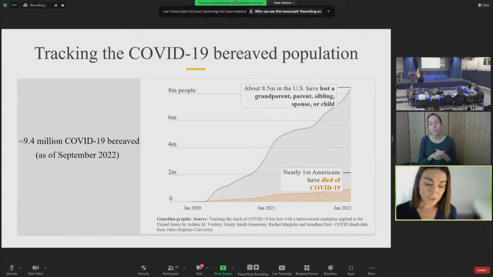So because our simulation showed remarkable stability in these estimates when we assumed different epidemiological trajectories and made different assumptions in our data, what this tool allows us to do is to track, with the rising death toll, the corresponding rise in bereavement as a result of COVID-19. So as of this month, we estimate that about 9.4 million people in the U.S. have experienced a close relative die as a result of COVID-19.